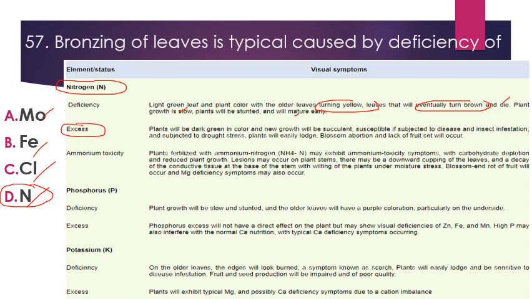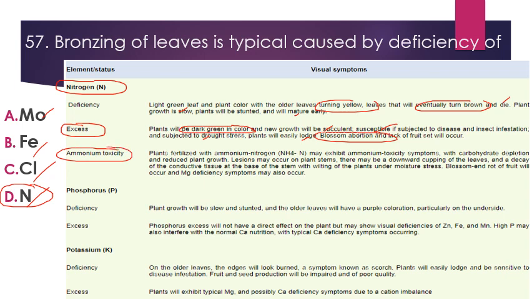Then its excess: the plant is dark green in color, and the growth will be succulent, susceptible to diseases and insect infestation, and subjected to drought stress. Plant will easily lodge. And blossom abortion means flowers will abort. Lack of fruit set will occur.